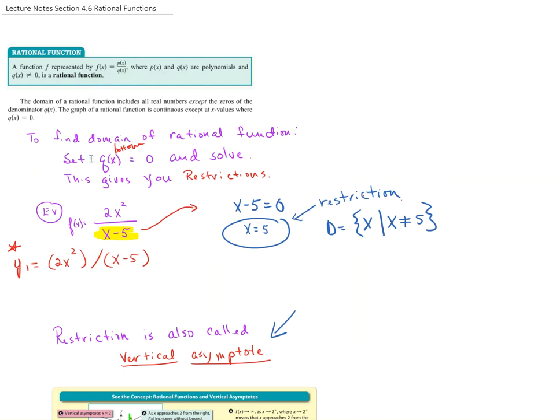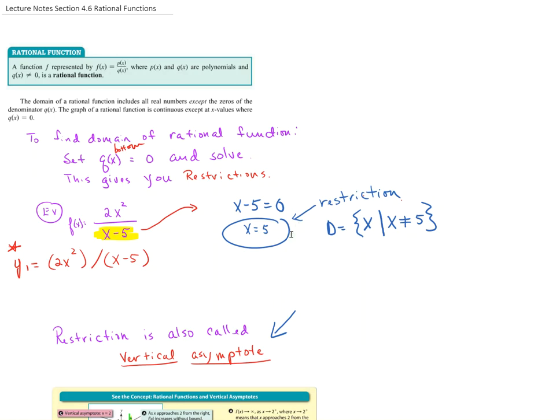To find the domain of a rational function, the restriction issue here is that the denominator of a fraction can't be zero. So you set q of x, the bottom, equal to 0, and you solve. So I took this x minus 5 and set it equal to 0, and that gets x equals 5. This is the restriction. That's not the domain, that's the restriction.